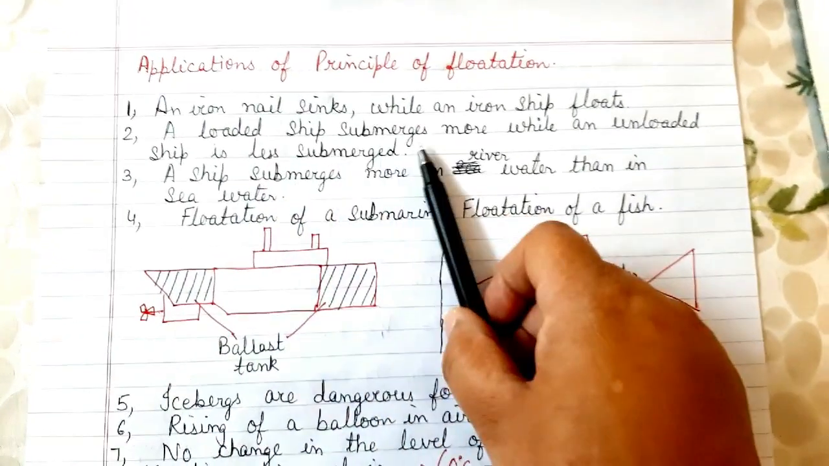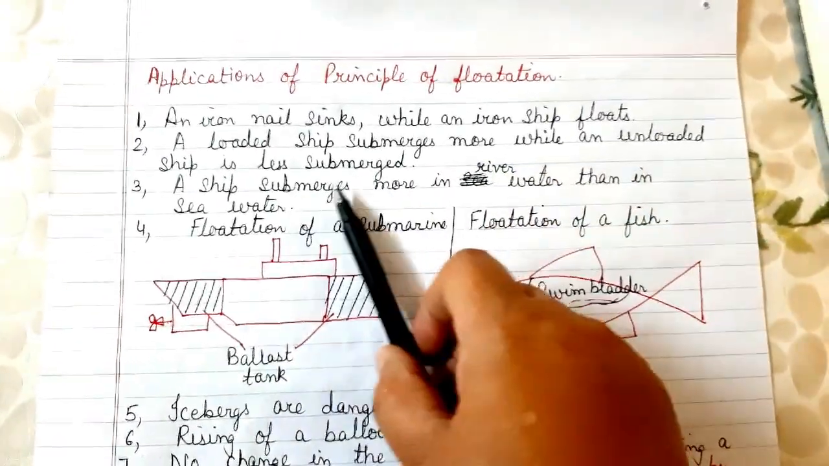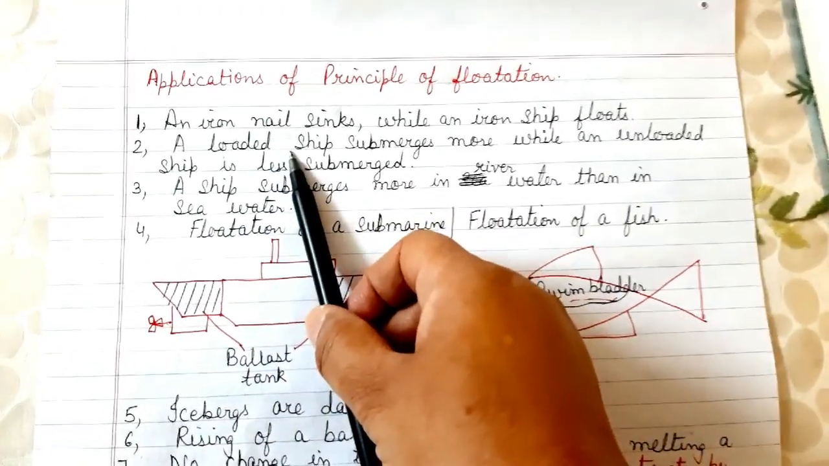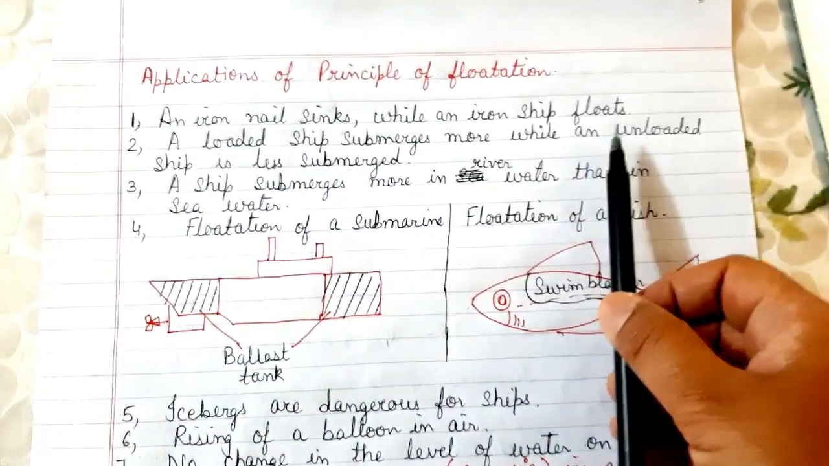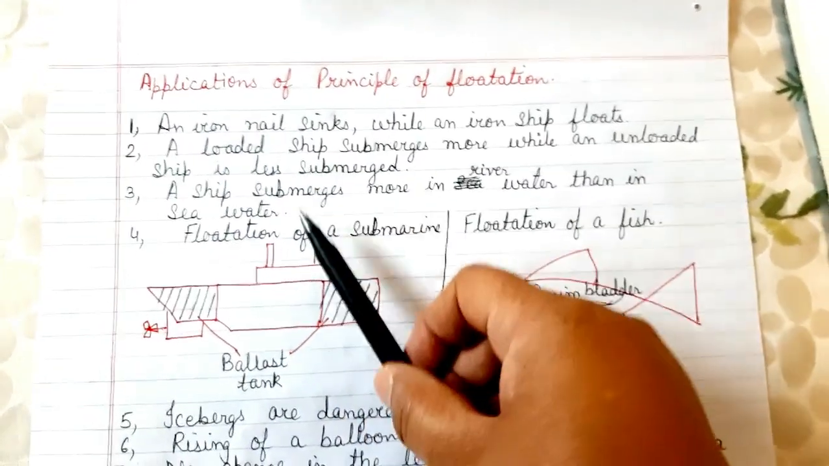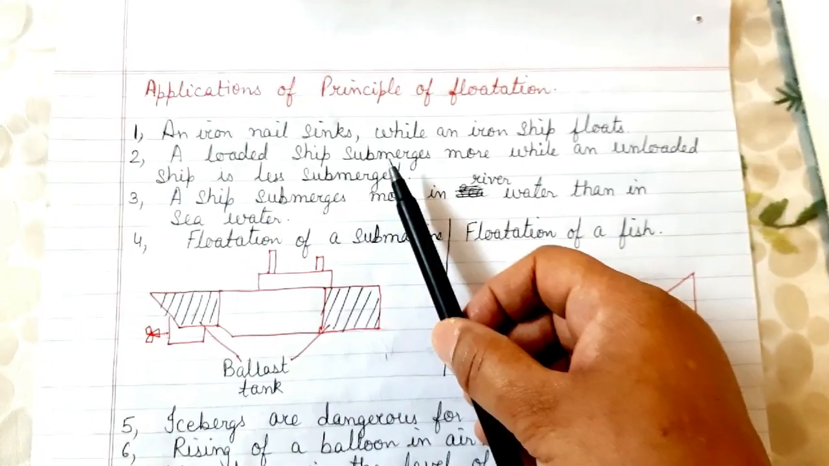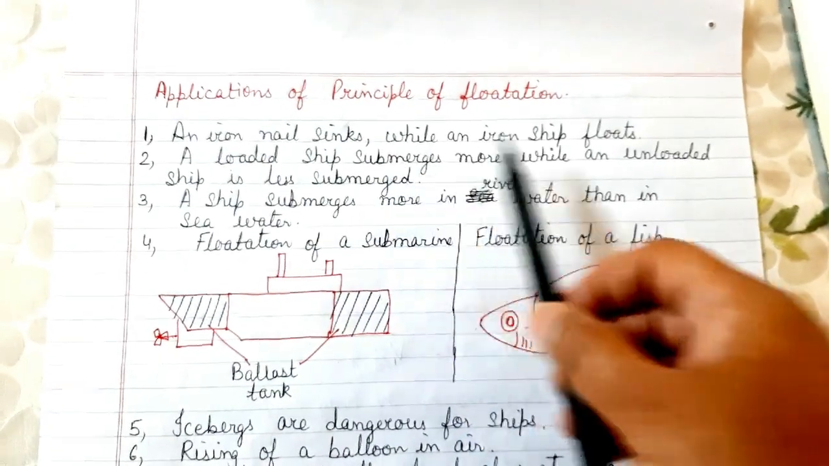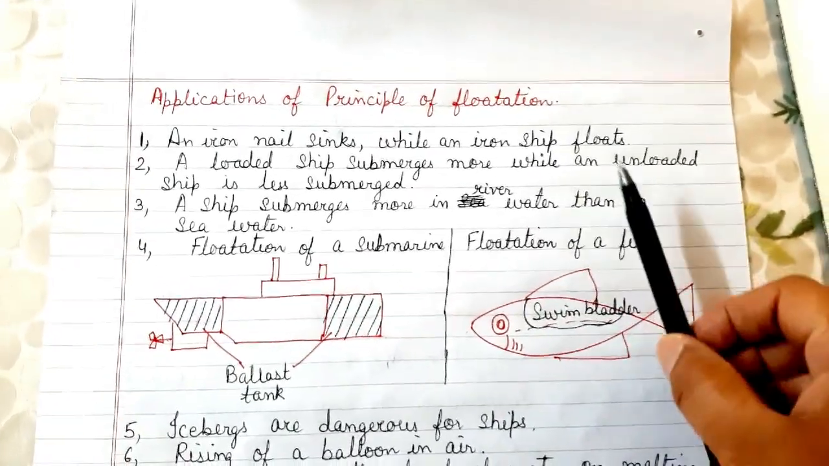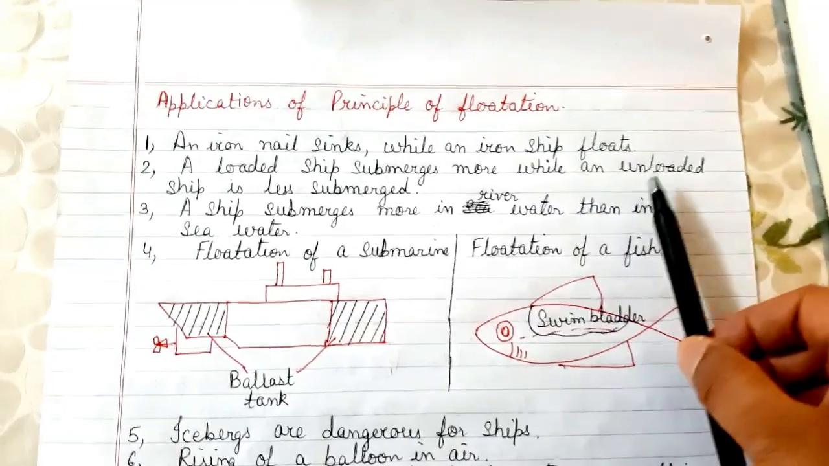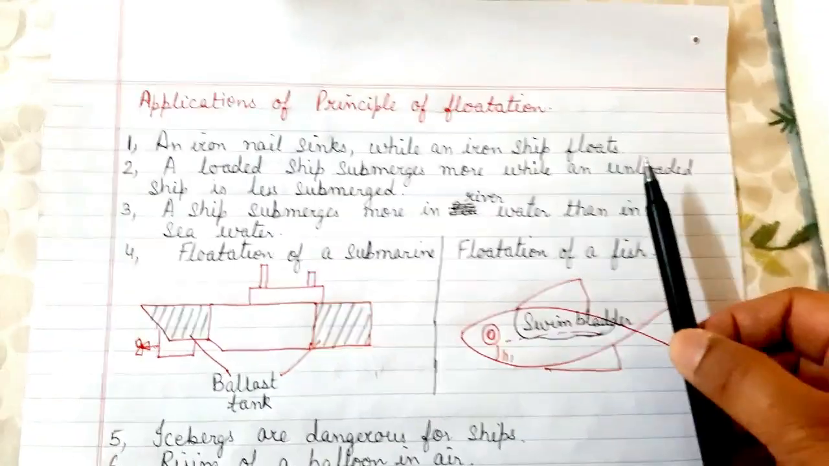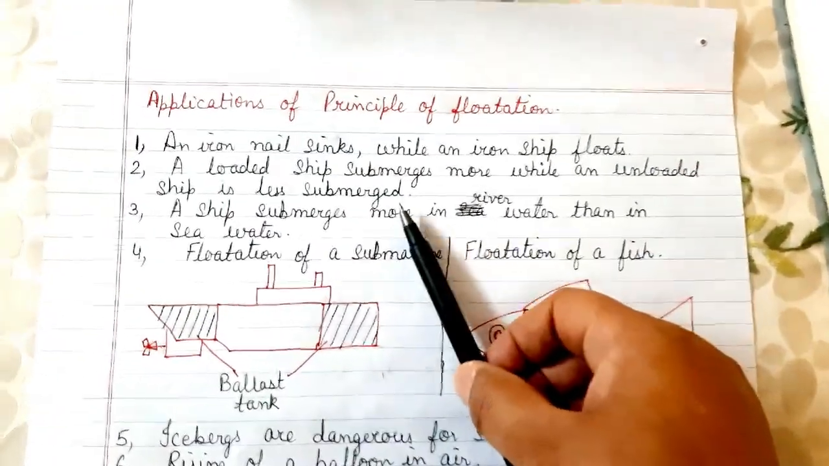A loaded ship submerges more while an unloaded ship is less submerged. Again, look at it very carefully. What happens in a loaded ship? The weight of the ship is more. And what happens in an unloaded ship? The weight reduces. Now, when the ship is loaded, the weight of the ship acting in the downward direction is greater than the upthrust acting on it. So, therefore, it is more submerged. While in an unloaded ship, what happens? The weight reduces, but the upthrust in this case remains the same. And the condition is that the upthrust may be equal to the weight of the ship, or it may be greater. So in that case, it is less submerged.